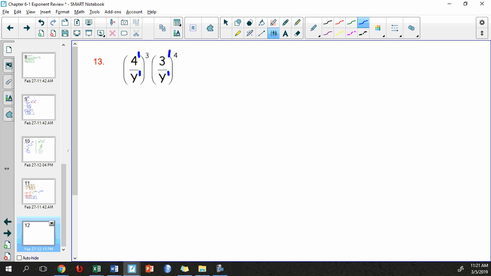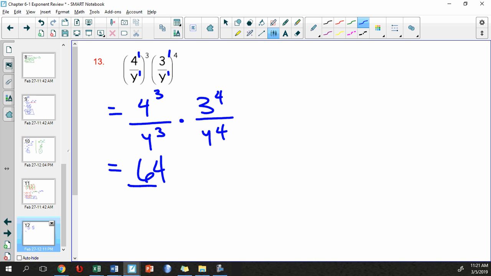Yes? So what is 4 over y raised to the third power? What's that going to be? 4 to the third over y to the third times, what's the second one going to be? 3 to the fourth over y to the fourth. So what is 4 times 4 times 4? Well, what's 4 times 4? Times 4 is 64. 3 times 3 is 9. 9 times 9 is 81. Over y to the 4th.